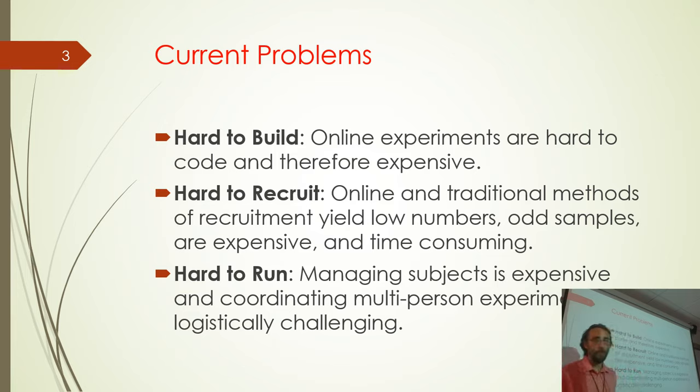The next thing is it can be hard to recruit people. Both online and traditional methods can still yield low numbers. You've got to do a lot of work to get people to show up. You can get odd samples. If you're posting stuff on Craigslist or Twitter or Facebook, you have no idea who you're really going to get until they show up and fill out your demographic survey. You can still get expensive samples as well. If you're recruiting workers on Mechanical Turk, even though an individual may not cost that much, if you're trying to do it at scale, it can be expensive. And it can be time-consuming.